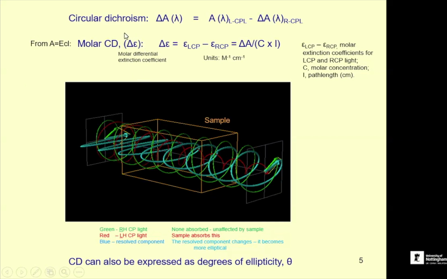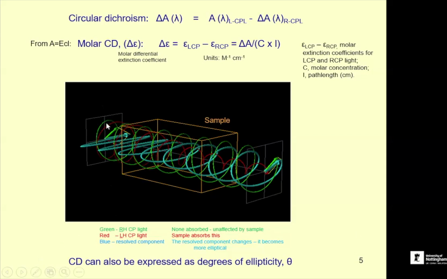So you can express it as delta E as well, in which case the units change to this, per molar per centimetre in this case. And there is a third way to express CD units based on the observation about what happens when you get differential absorption of one or other light. What happens to the resolved component is that it becomes more and more elliptical. So I'll explain what I mean by that.